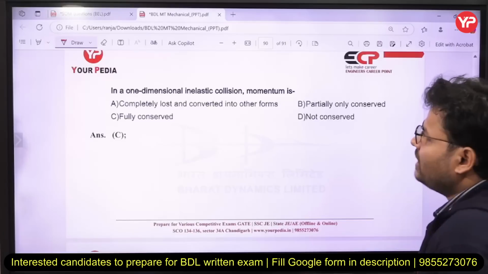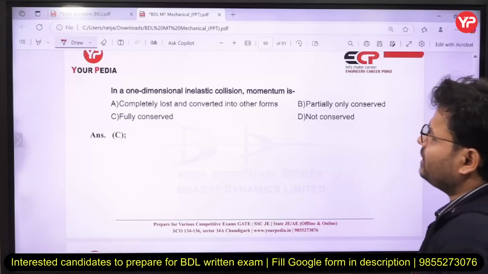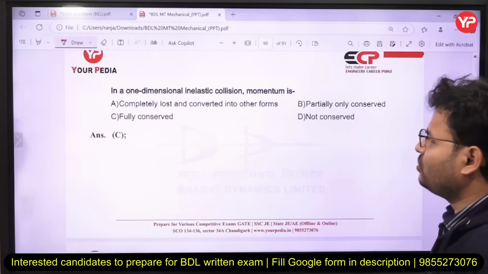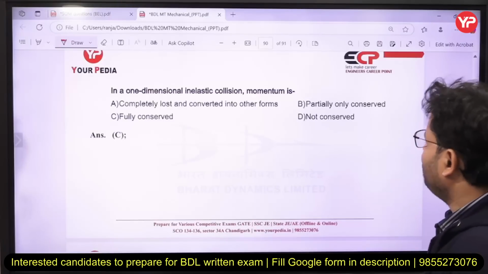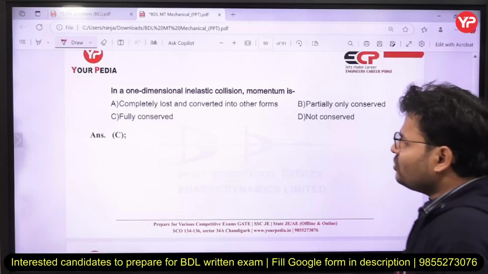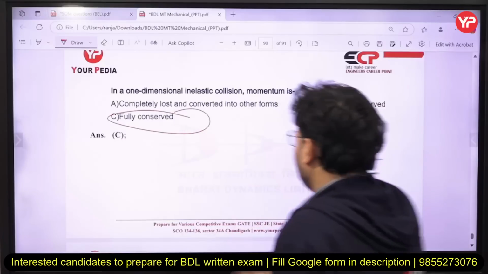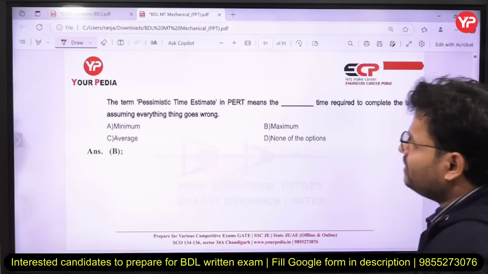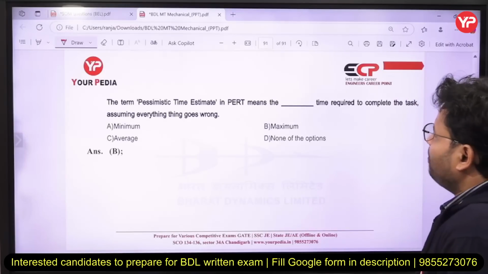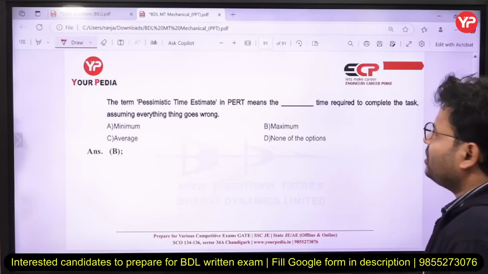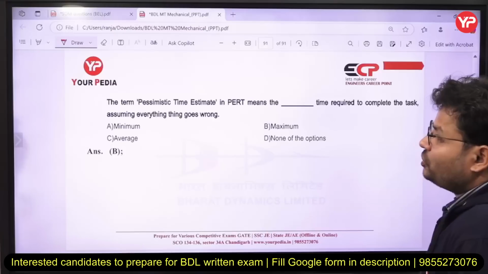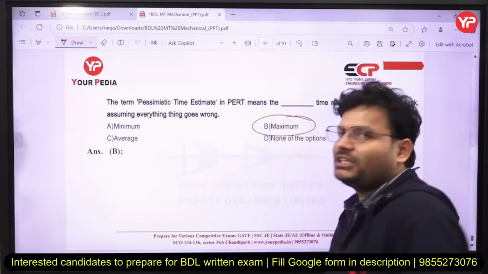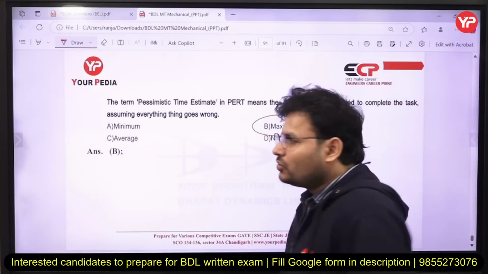Next, in a one dimensional inelastic collision, momentum is conserved. In an inelastic collision in one dimension, energy is not completely lost, it is converted into another form, partially. Momentum will be conserved. The term pessimistic time estimate in PERT means the time required to complete the task, assuming everything goes wrong. So this is known as what? That will be the maximum time. As in the starting of the session, I told you about PERT.